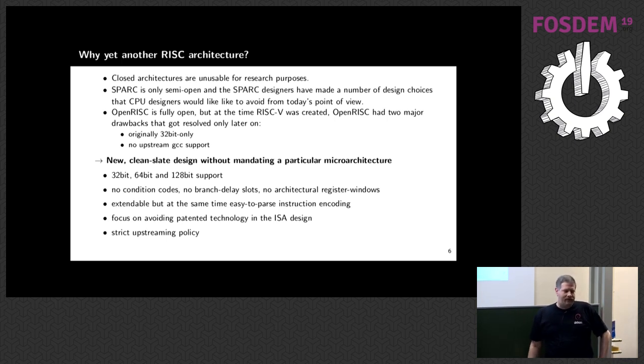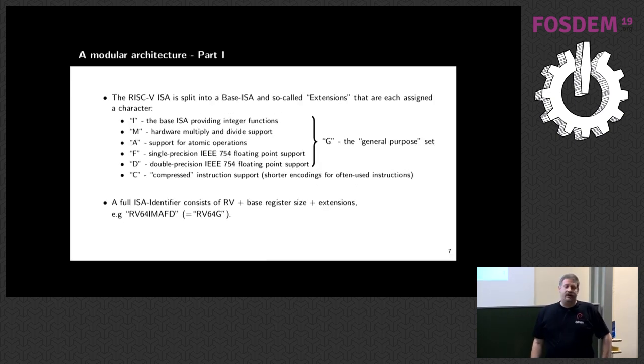The ISA itself consists of several modules which are labeled with characters, as you can see there. There's the base ISA, which is just the integer operations. There's hardware multiply, atomics, single and double precision floating point, and all those together are called the general purpose set, which is what one would expect for a system to run Linux, BSD, whatever.